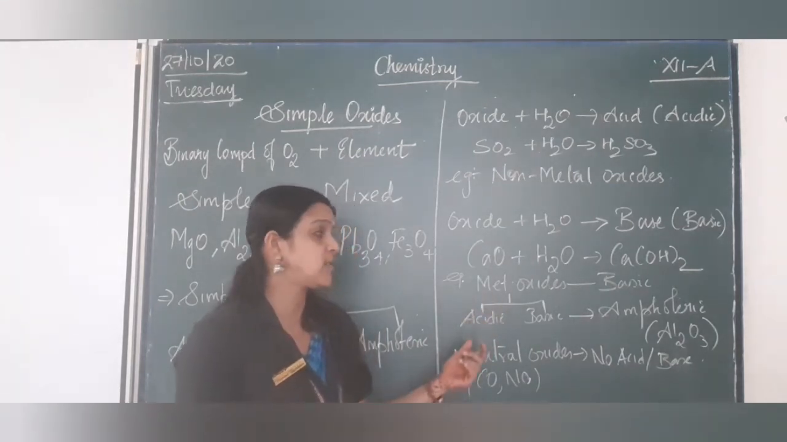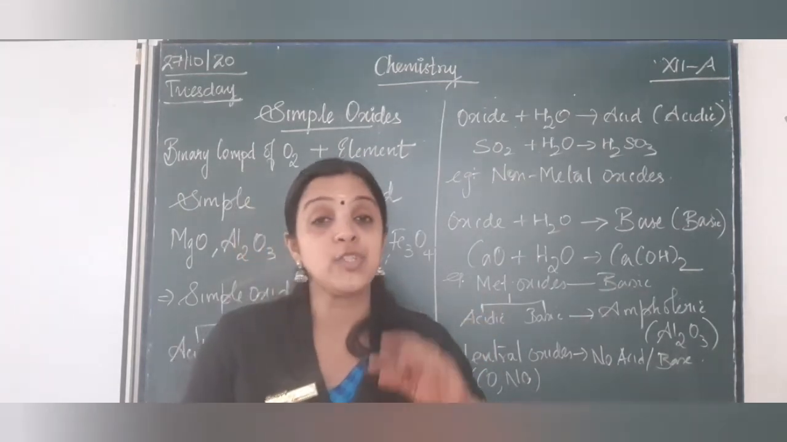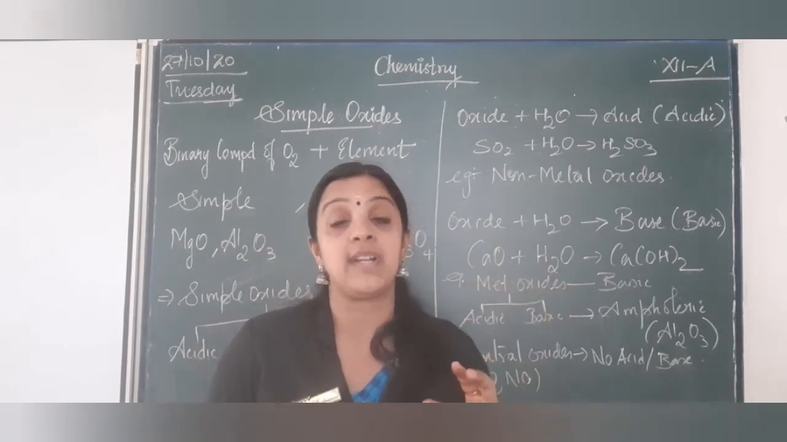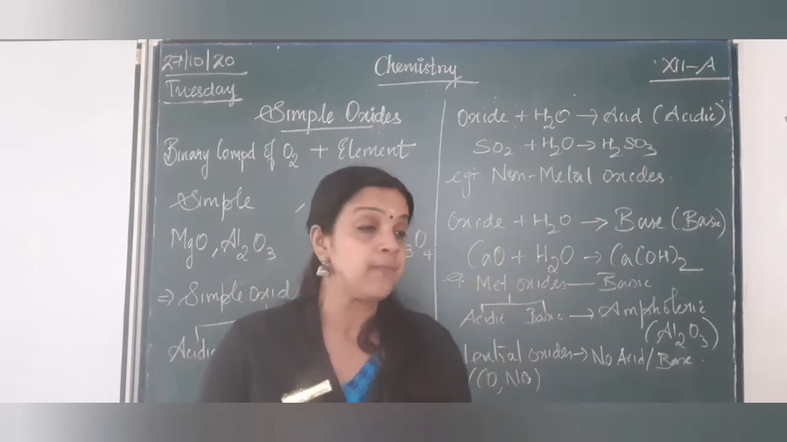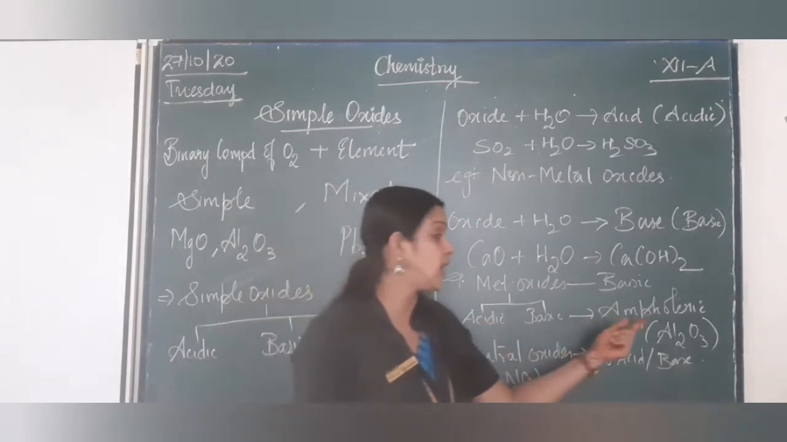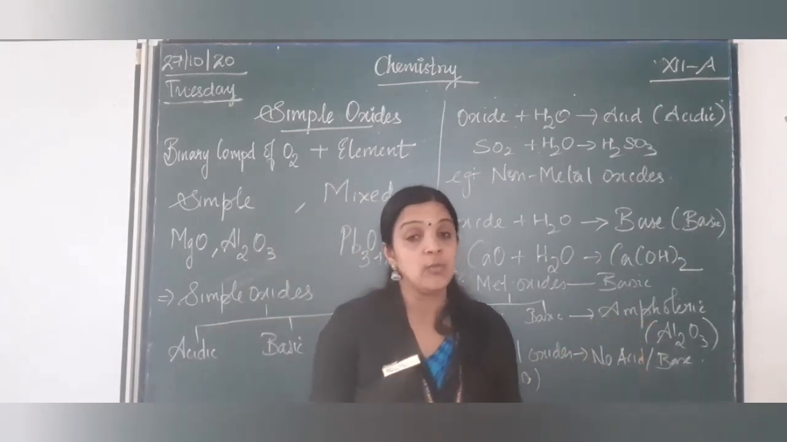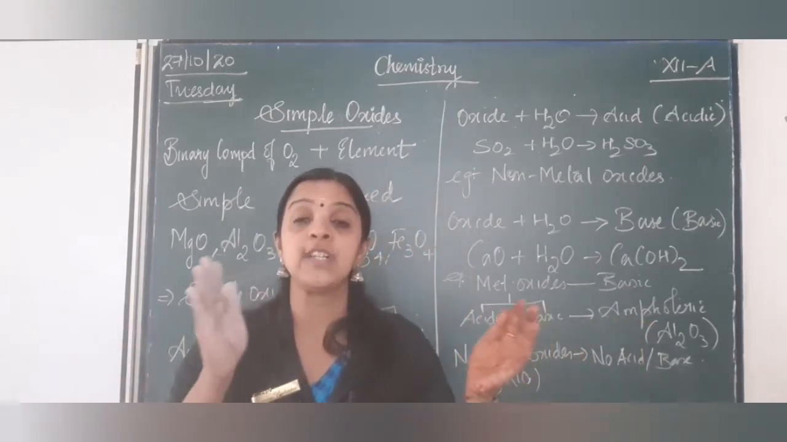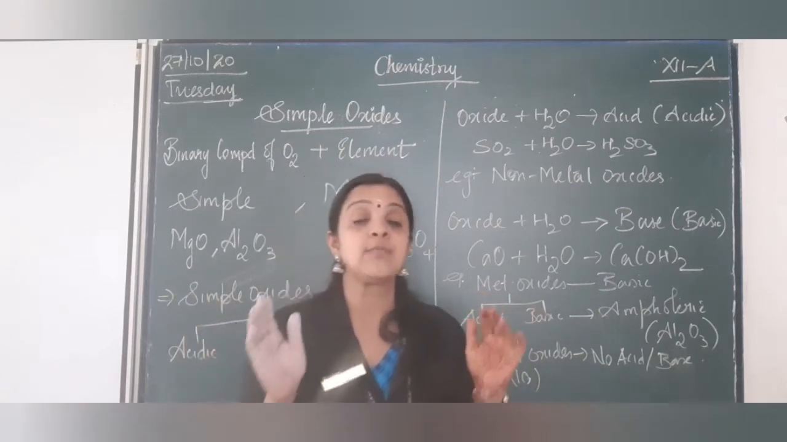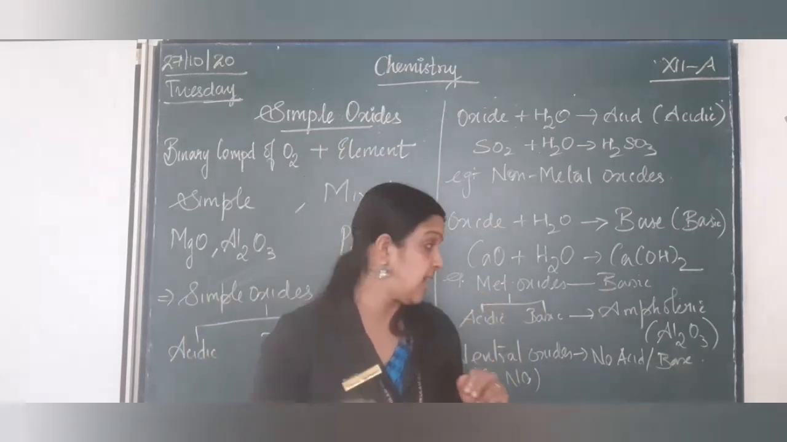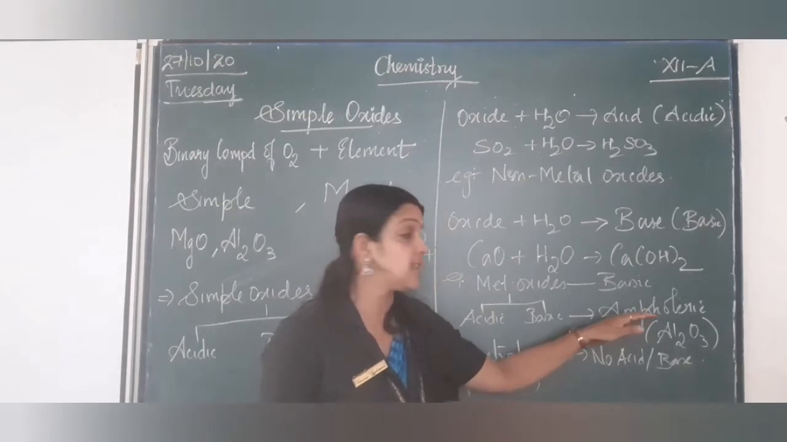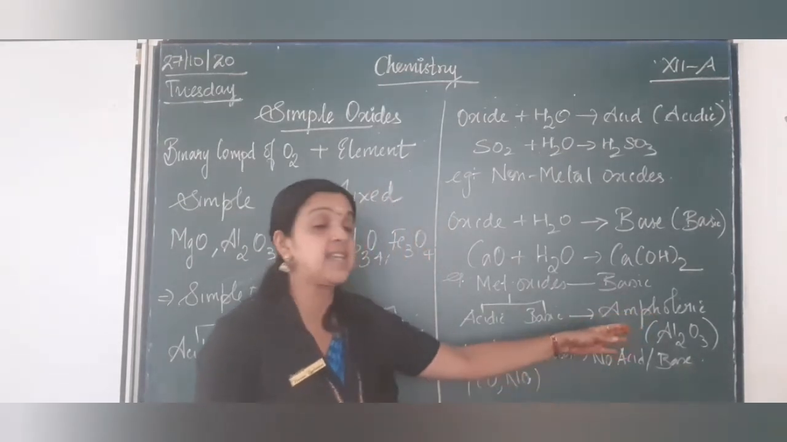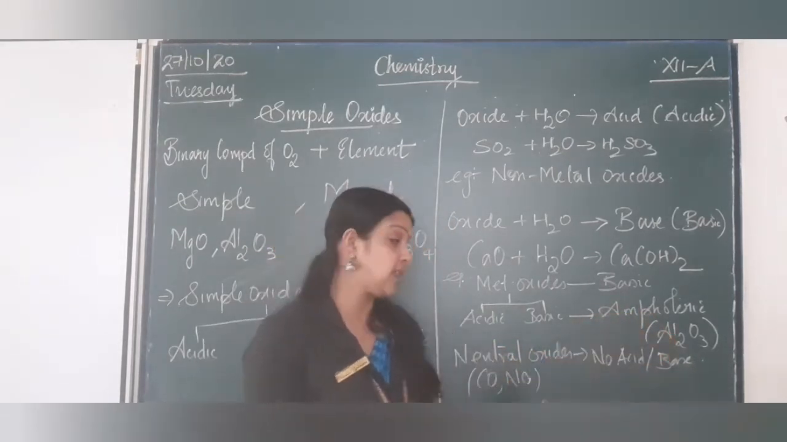Now, among these metal oxides, there are some which show both acidic and basic property, that is, dual nature. Such oxides we call amphoteric oxides. What are amphoteric oxides? Amphoteric oxides are those which have both acidic and basic character. So these are called amphoteric oxides. For example, you can take Al2O3.